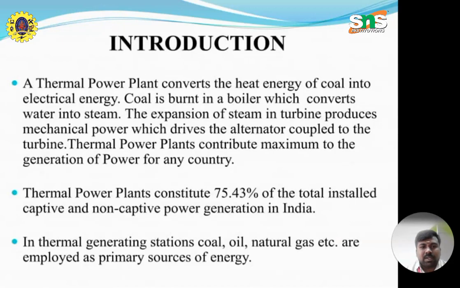So the thermal or steam power plant converts the heat energy of coal into electrical energy. The coal is burnt in a boiler which converts water into steam. So in the boiler, from the coal handling system, the coal is burnt and it converts water into steam. The expansion of the steam in the turbine produces the mechanical power which drives the alternator, that is generator, coupled to the turbine. The function of the alternator generator, we already know, is to convert the mechanical energy into electrical energy.